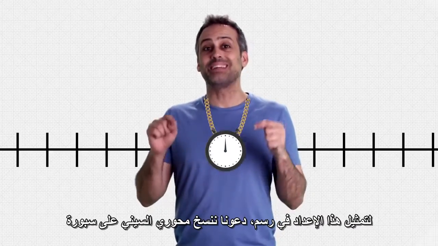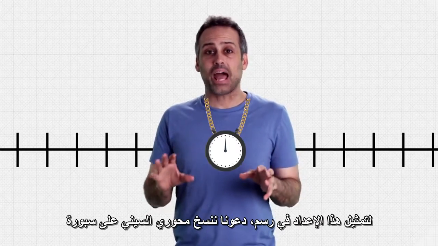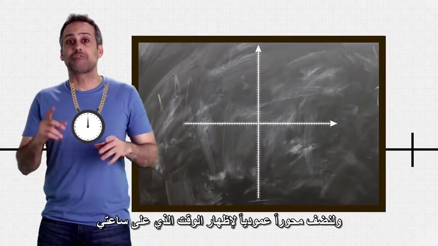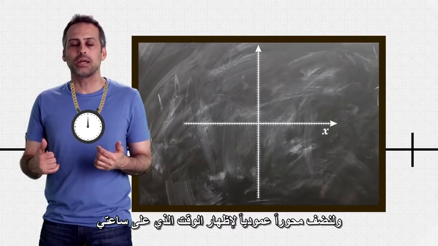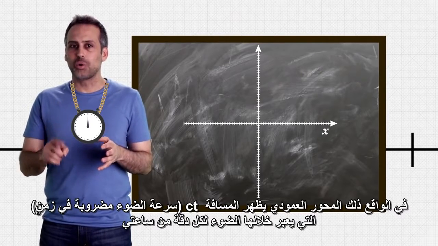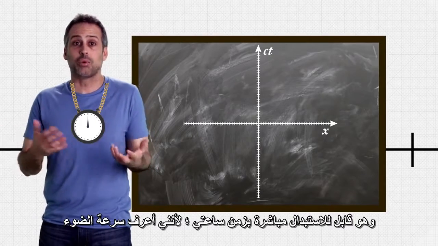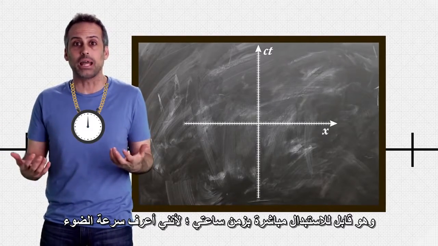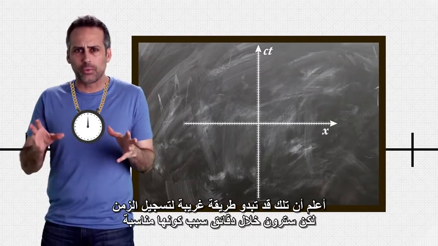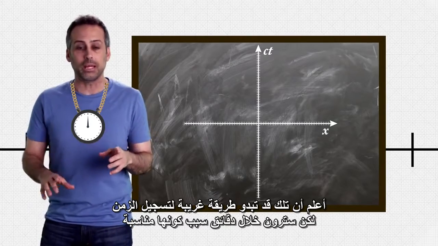To represent this setup in a diagram, let's copy my x-axis onto a blackboard and add a vertical axis to show the time on my clock. Actually, that vertical axis is showing the distance ct that light travels per tick of my clock, which is interchangeable with clock ticks since I know the speed of light. I know that seems like an awkward way to record time, but you'll see in a minute why it's convenient.